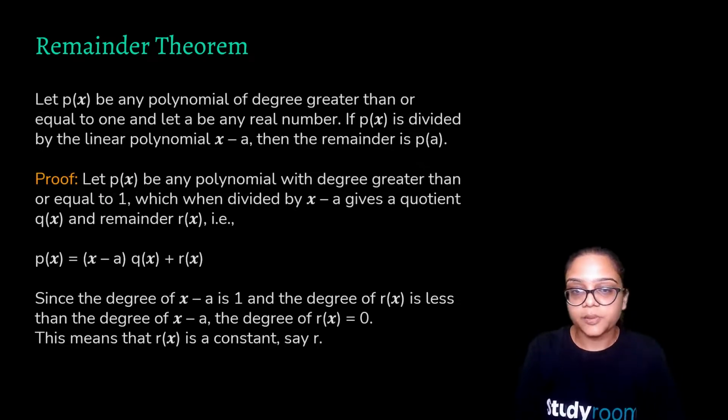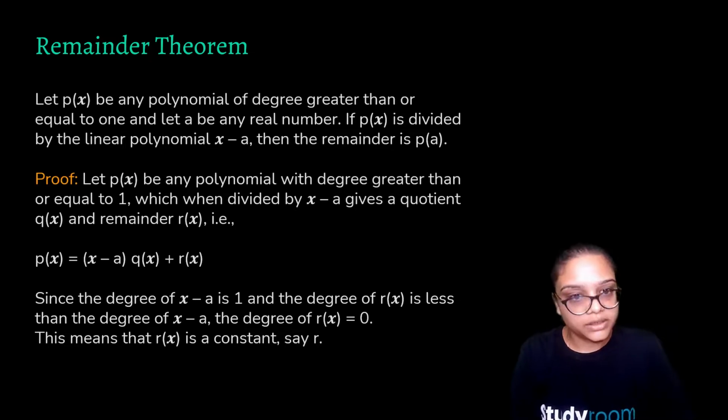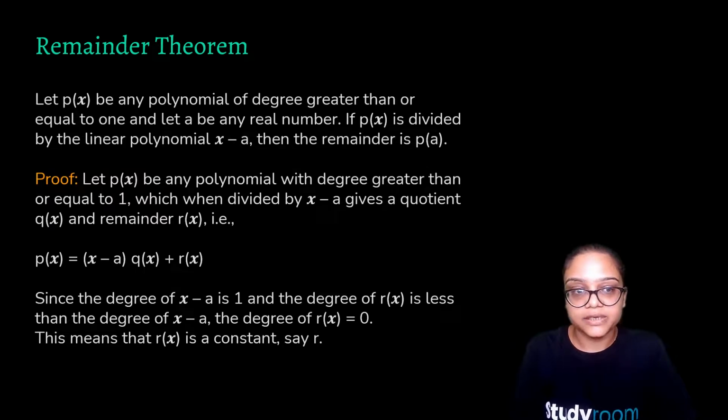Let p(x) be a polynomial with degree greater than or equal to 1, and we divide it by x minus a, which gives a quotient q(x) and remainder r(x). Since the degree of x minus a is 1, the degree of r(x) is always less than the degree of x minus a. So the degree of r(x) is 0. That means r(x) is a constant, say r.